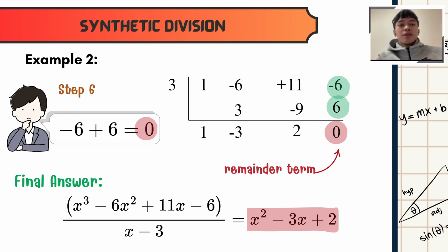So the final answer, you have to put it like this. x cubed minus 6x squared plus 11x minus 6 divided by x minus 3. The first term, 1, is always going to be x squared, and then the second one is going to have an x, and then the last one is just a number. So the final answer is x squared minus 3x plus 2.